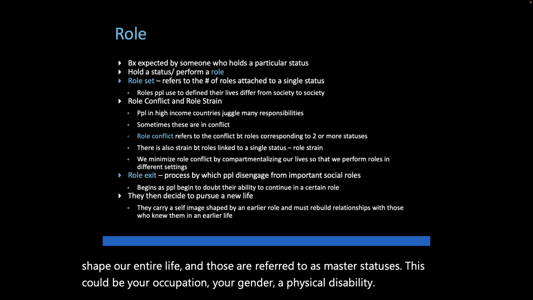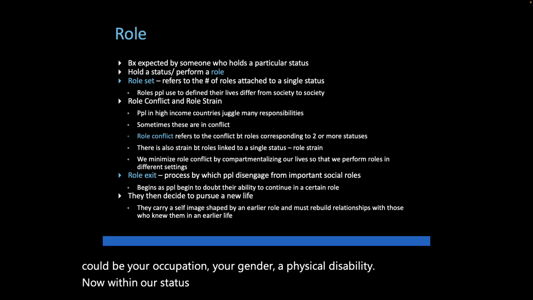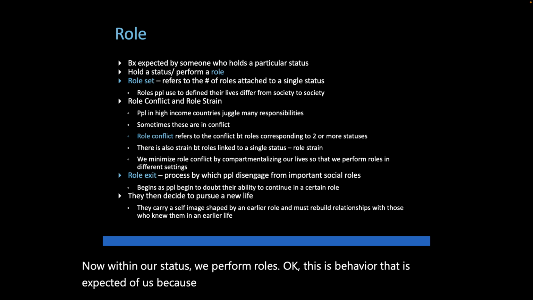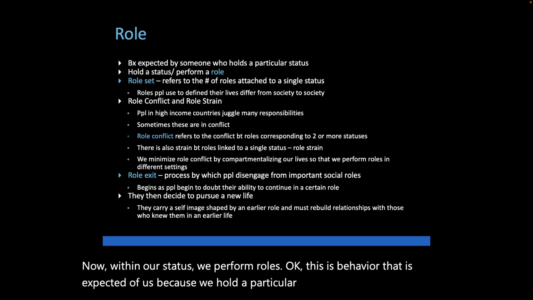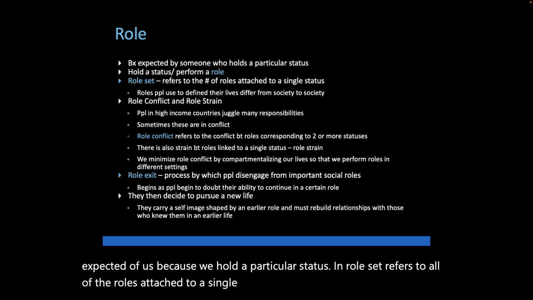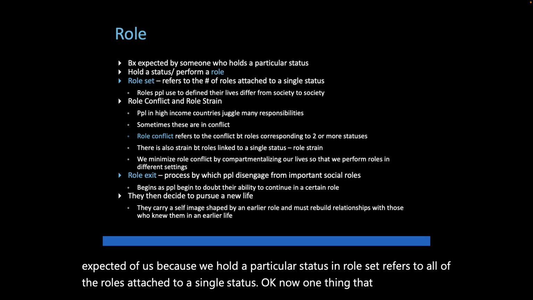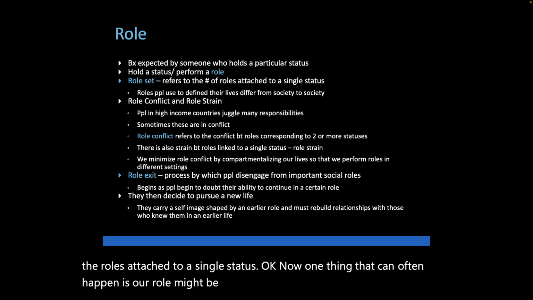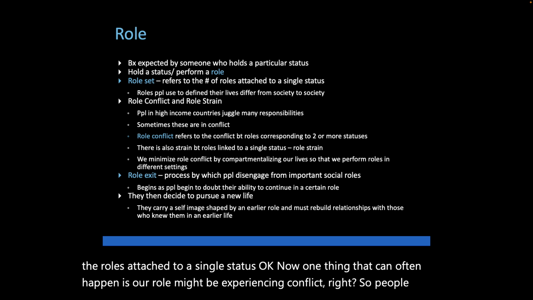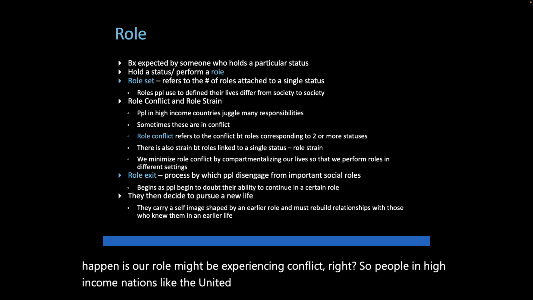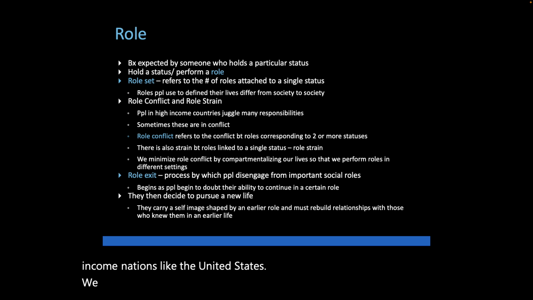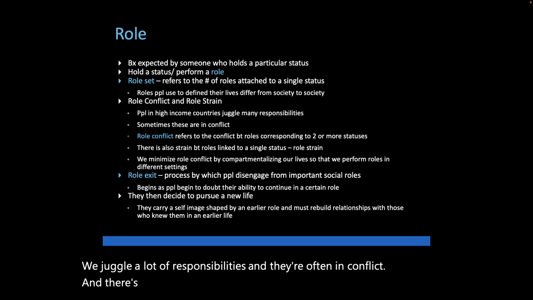Now, within our status, we perform roles, okay? This is behavior that is expected of us because we hold a particular status. And role set refers to all of the roles attached to a single status, okay? Now, one thing that can often happen is our roles might be experiencing conflict, right? So people in high-income nations like the United States, we juggle a lot of responsibilities, and they're often in conflict. And there's also role strain, that is linked to a single status.